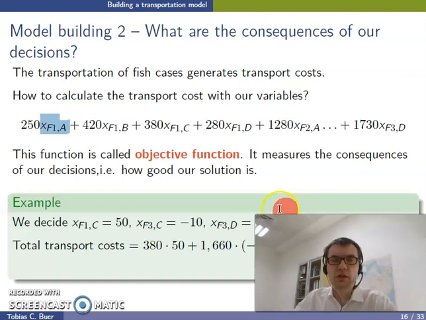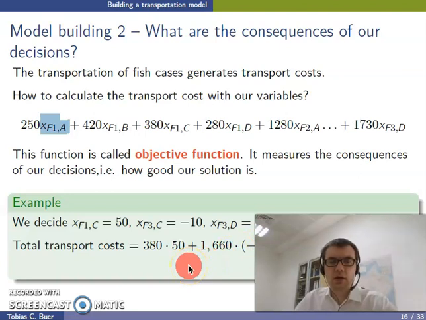So if we now fill in the values of these decision variables into our objective function, we can easily calculate the following transportation costs, which are 37 reals. Though the consequences of this decision are costs for transportation of 37 reals.